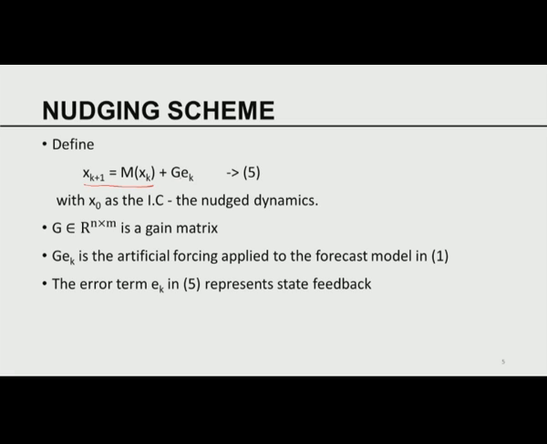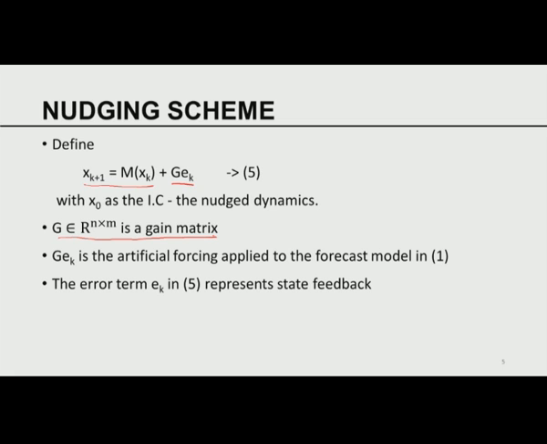I would like to be able to add a forcing term. Please remember, e_k is the forecast error, G is the matrix. So G times e_k is the forcing that is artificially added to the model. The forcing always makes the solution move towards a particular goal. Our aim is to find G such that asymptotically the model state moves towards the observation, which represents the true state of the model. So G is called a gain matrix.